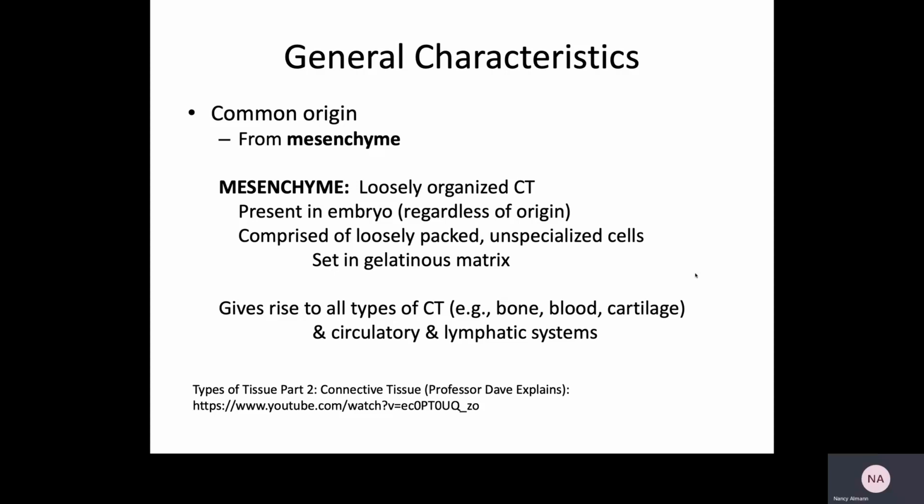All of the connective tissues about which we learn and speak have a common origin, which is what's known as mesenchyme. Mesenchyme is a very loosely organized connective tissue that's going to be found in the embryo and will give rise to every single connective tissue cell. It's sort of this loosely packed, unspecialized cluster or group of cells that is going to be set in a gel-like matrix. So again, every single type of connective tissue arises from mesenchyme, as does the circulatory and lymphatic systems.